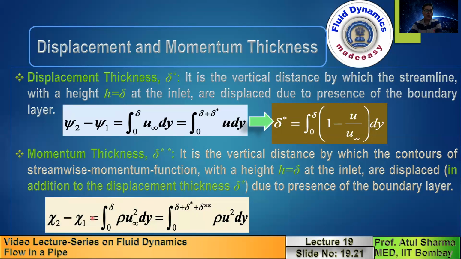So this is the integral which will give you the x momentum flow rate at the inlet, and this is the integral which will give you the x momentum flow rate at an axial location x. Basically, delta star and delta double star are the additional height outside the boundary layer which are needed to compensate for the decrease in the mass flow rate and the decrease in the x momentum flow rate. Through this you can derive the momentum thickness as the integral from 0 to delta of u by u infinity times 1 minus u by u infinity dy.